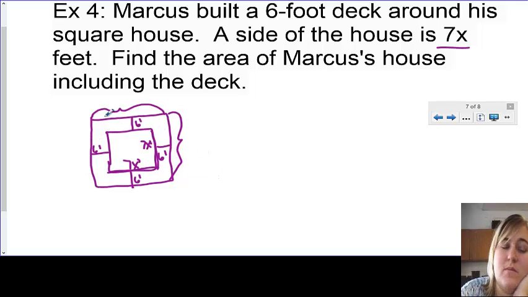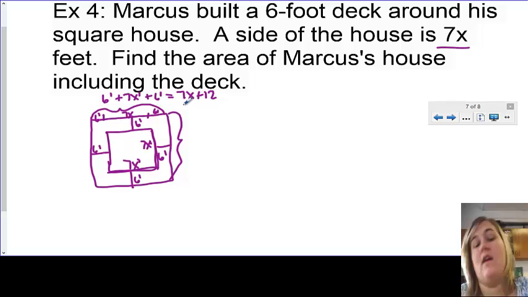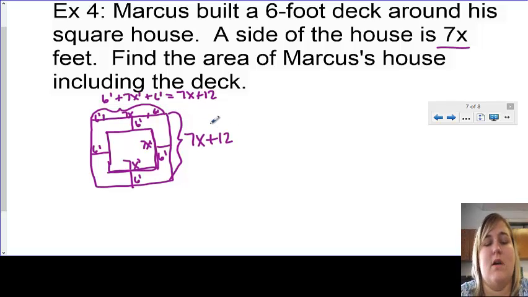So what you need to remember is that from here to here is 6 feet, from here over to here is 7x, and from here to here is another 6 feet. So I'm going to have 6 feet plus 7x feet plus 6 feet. Well, that distance is going to give me 7x plus 12. Okay? Since we know it's a square, this distance is also 7x plus 12.